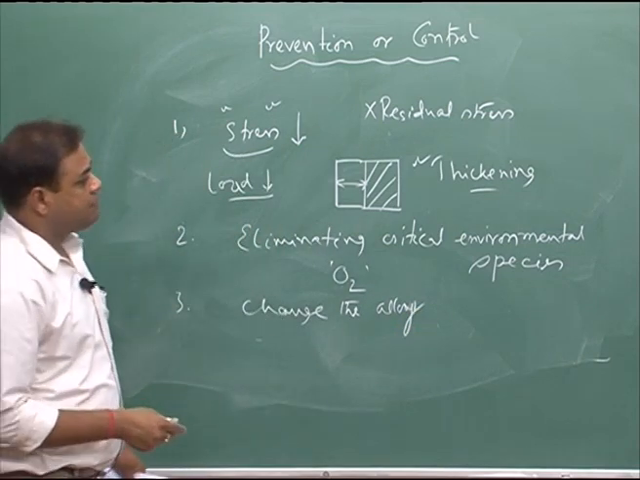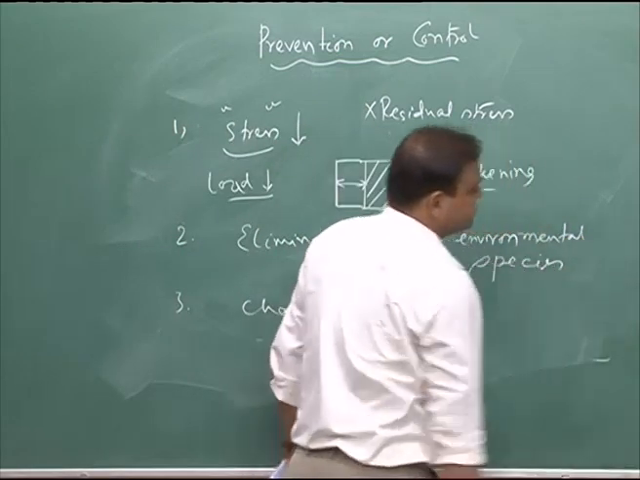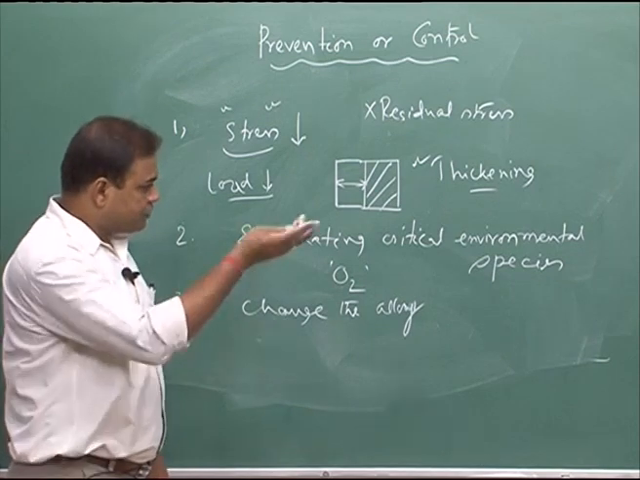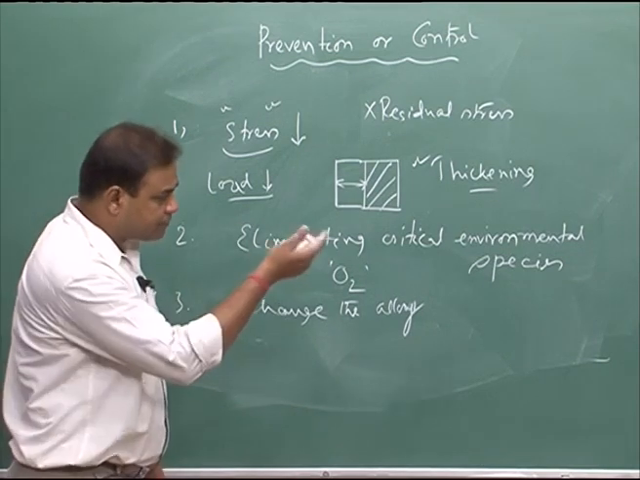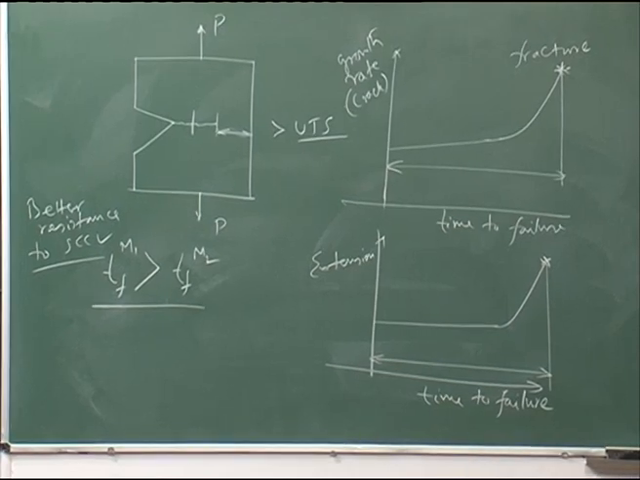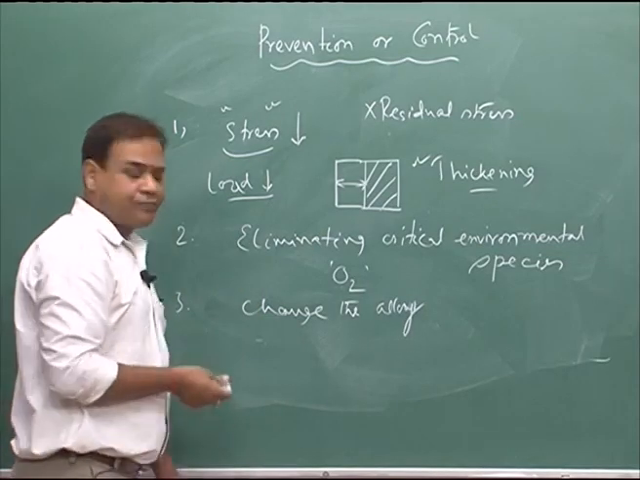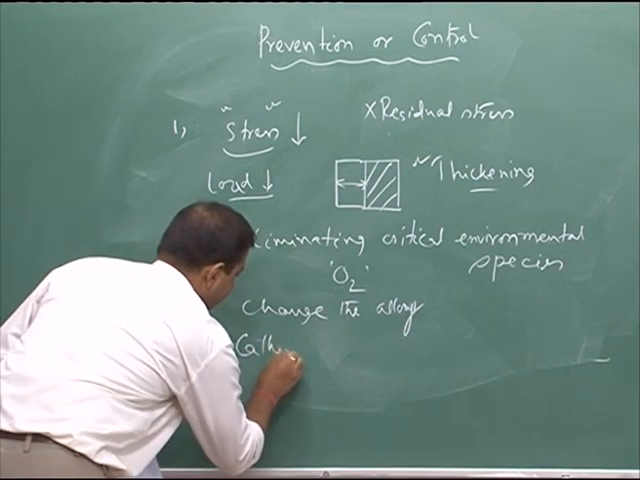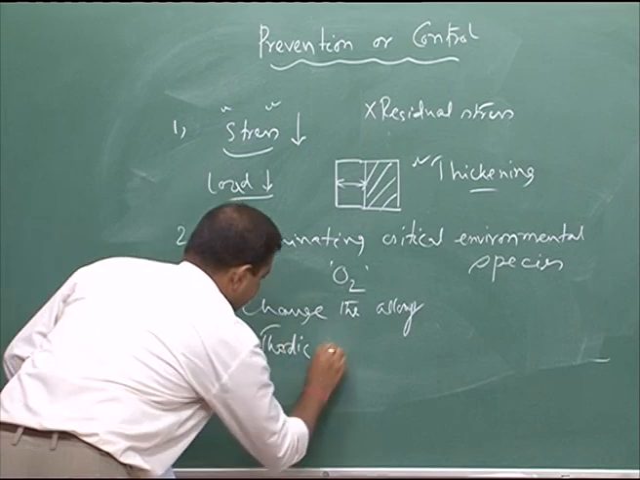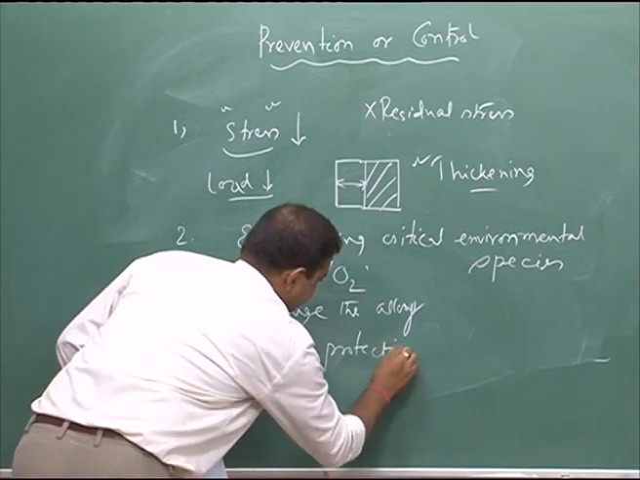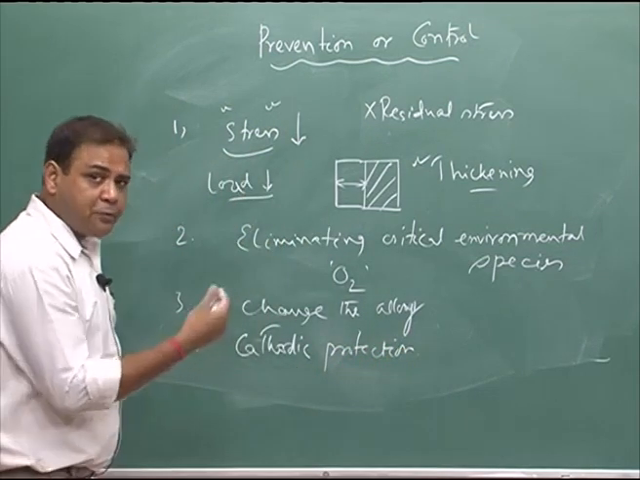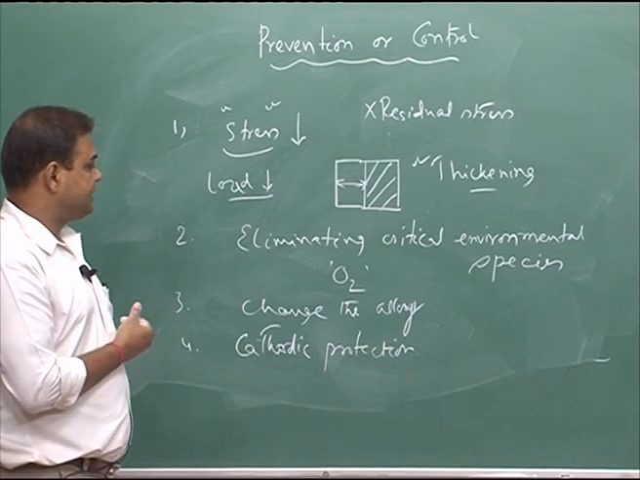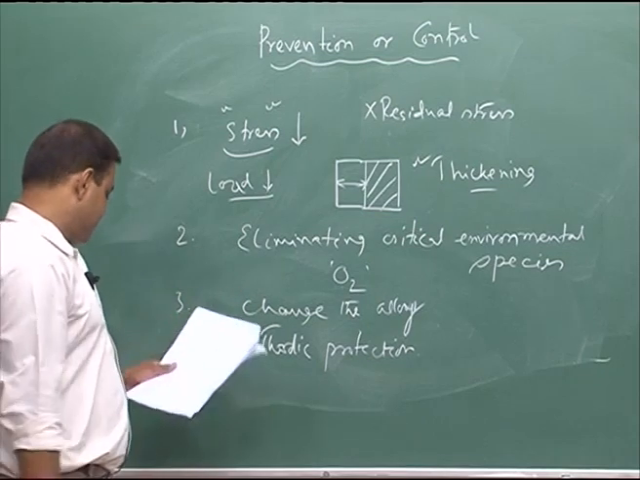And change alloy, for example. In this case we can determine the SCC character on the basis of time to failure at a particular load level or stress level, and then we can decide which alloy is to be used. Then we can have cathodic protection, since cathodic protection can protect the material from SCC, and that is because SCC is electrochemical in nature.